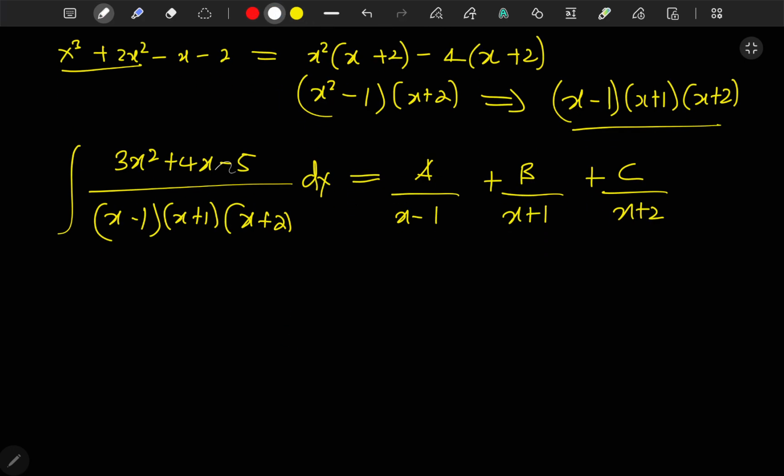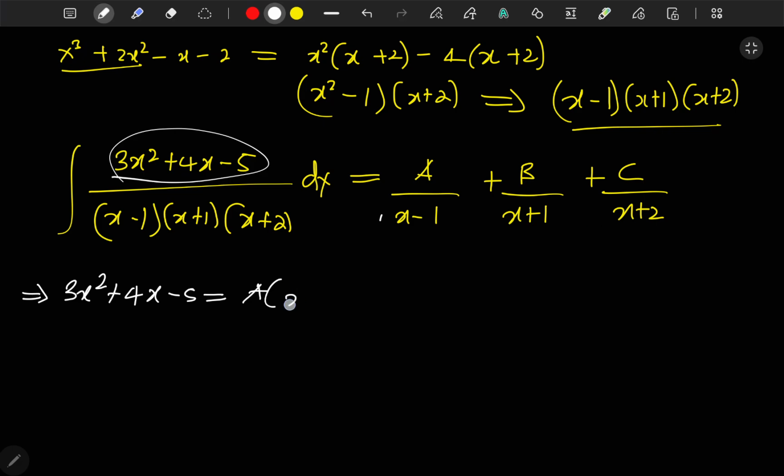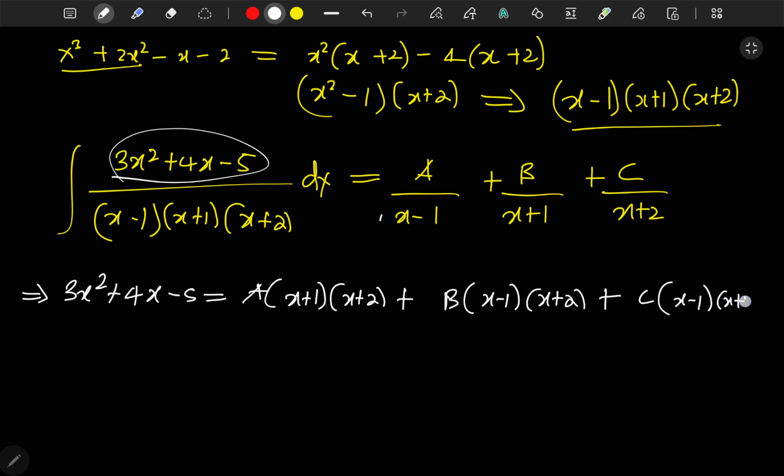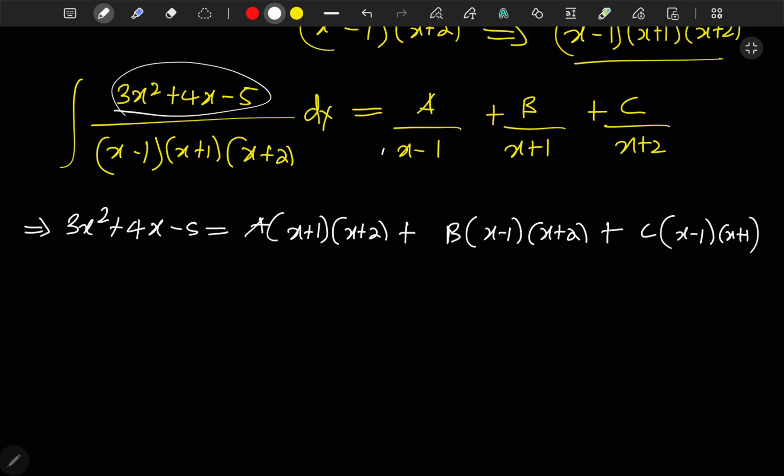What you do is just get this part, 3x squared plus 4x minus 5. Then here's what you do. You know what is under A, just get A, then multiply with whatever remains. You move on. You know what is under B, then get anything that remains. Then you know anything under C, then get whatever remains. That is very easy. Now, these are just normal factors which you can equate to 0.